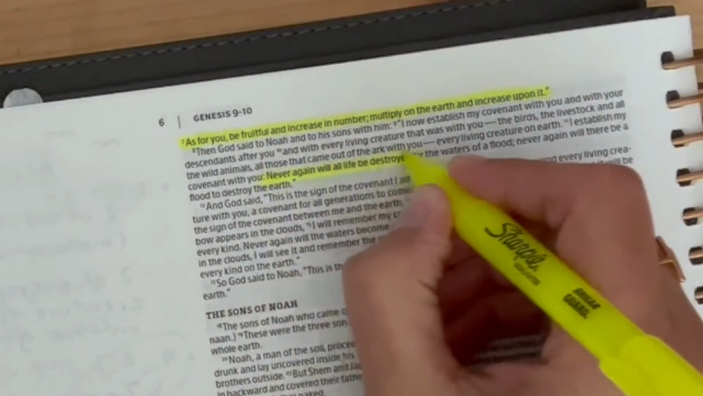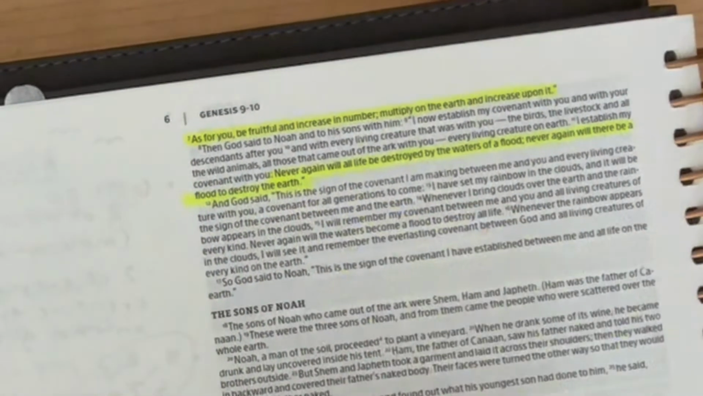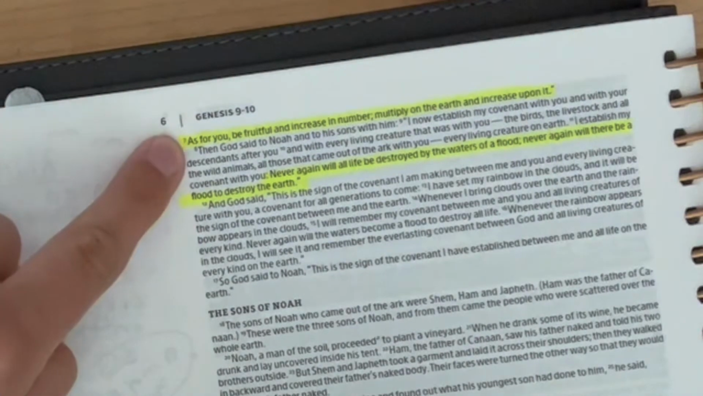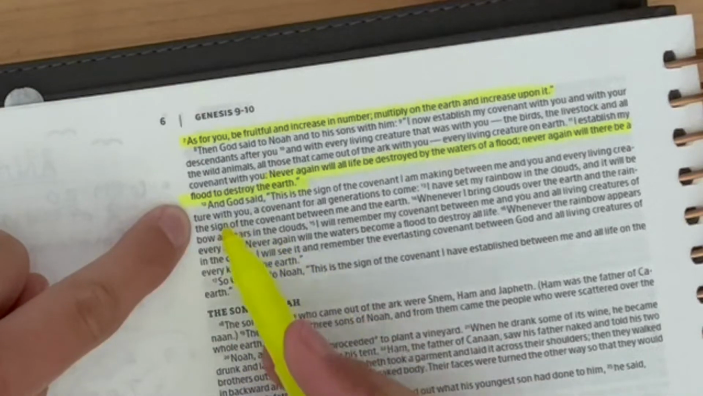Never again will all life be destroyed by the waters of a flood. Never again will there be a flood to destroy the earth. Okay, so here's his promise. Here's what he's commanded them. And here's the sign of the covenant in verse 12.